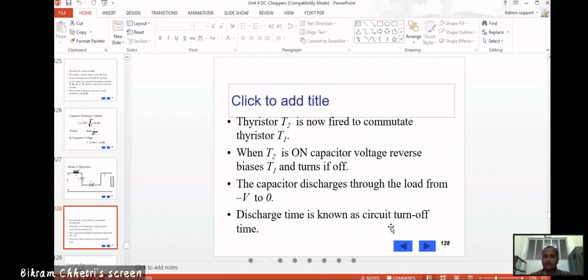When T2 is on, the capacitor voltage reverse biases T1 and turns it off in mode 2 operation. The capacitor voltage discharges through the load from negative V to 0. This discharge time is known as the circuit turn-off time. You know there are two different types of turn-off time: one is the circuit turn-off time and one is the device turn-off time. Circuit turn-off time should be more than the device turn-off time.